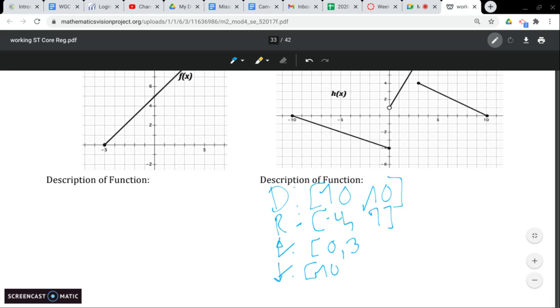Decreasing from -10 to, oops, not -4. That's my bad. -10 to 0. And from 3 to 10. So remember, we're looking at our x values here when we're identifying these.